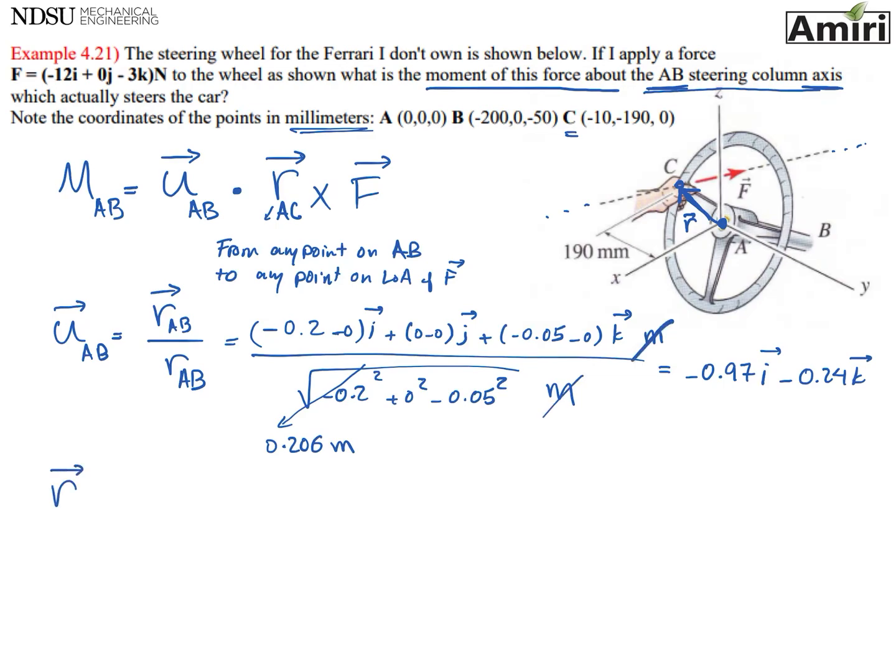Let's do RAC, which means coordinates of C minus A. A is at 0, so I'm not going to write all those zeros. 0.1 I, minus 0.19 J, plus 0 K. This one has units. I turned it into meters.